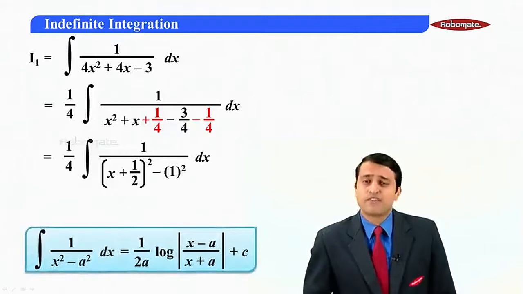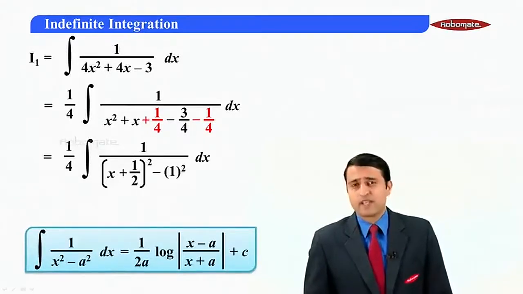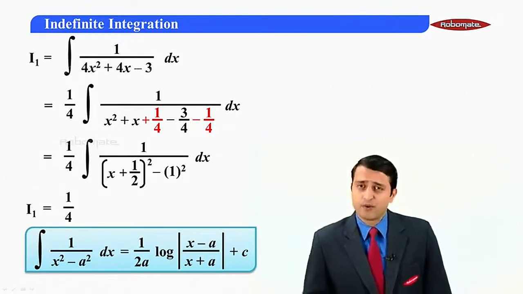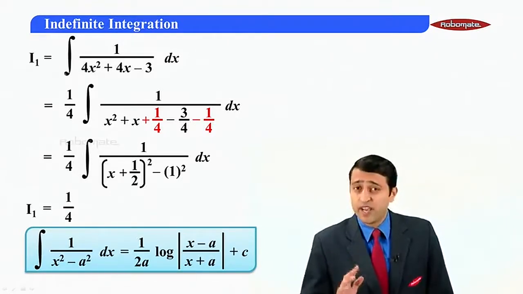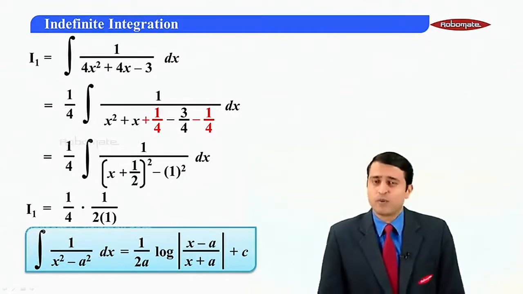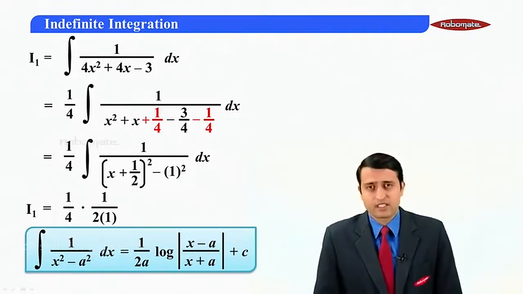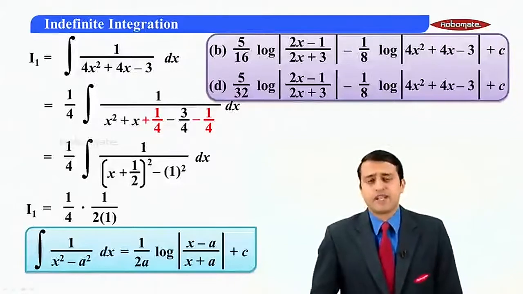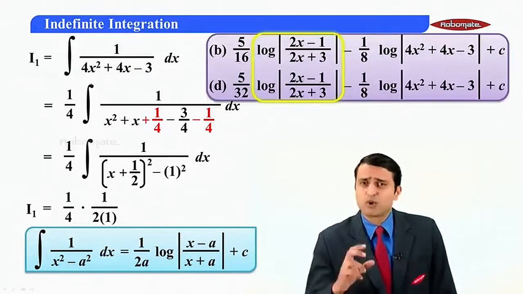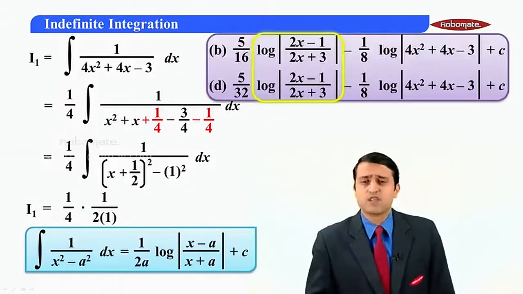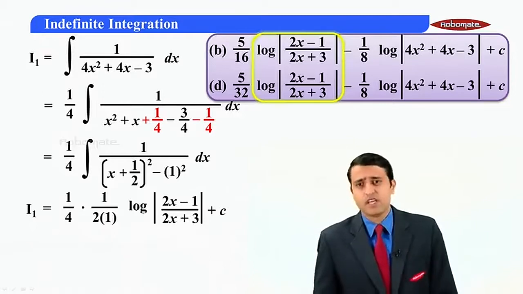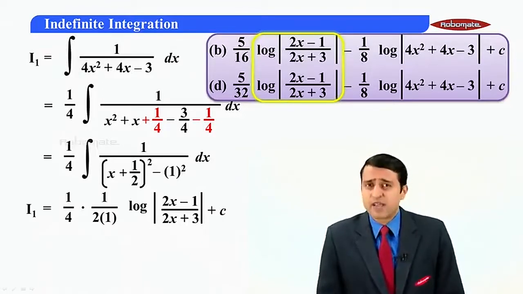Now let us bring the formula. 1 upon x square minus a square starts with 1 by 2a. So we will have 1 by 4 as it is, which was already outside the integral. A in this case is 1. So can I say into 1 upon 2 into 1? Correct? And now if you observe, my dear students, this part here which is seen, both of them have same terms. So can I write it directly, log of 2x minus 1 upon 2x plus 3? Now my dear students, this is I1.